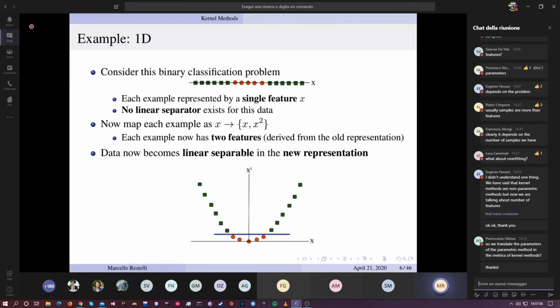And now by plotting the points in this two-dimensional space, you can find a linear boundary that separates the green from the red samples. So this is what we have already done a lot of times in the parametric world when you simply add features. This is the solution that you use in the parametric world.